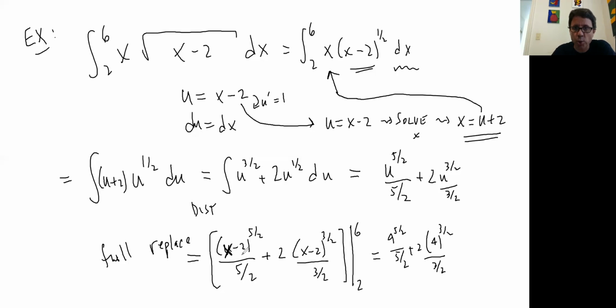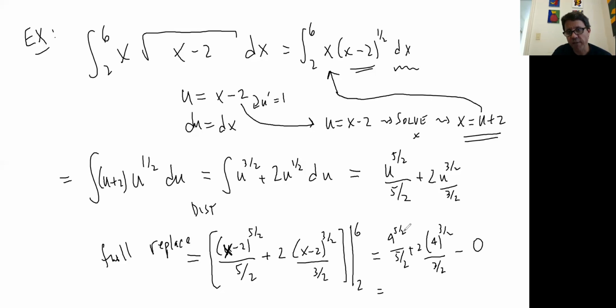When I plug in 2, I'll have x minus 2. So the 2's cancel on both of them. So minus 0 for both of them. So when I plug in 2, I just get 0. So technically, this is the answer. I guess if we wanted to clean it up a little bit, we have to do some algebra here.